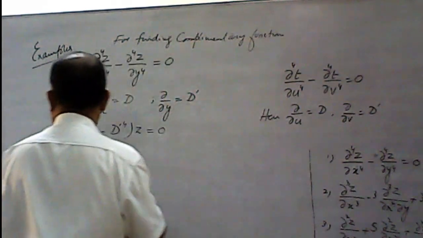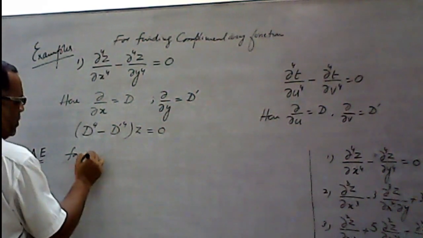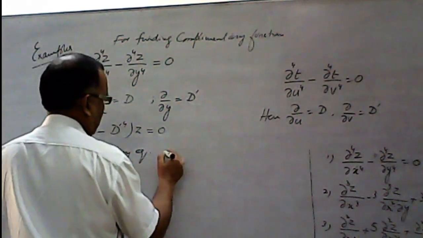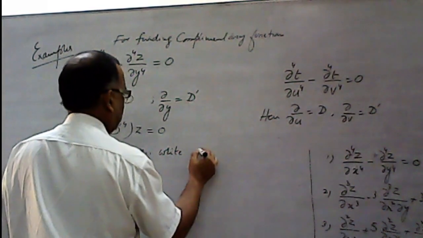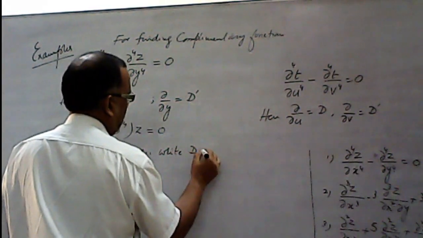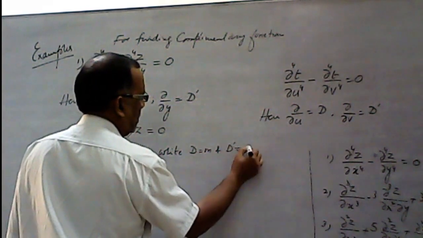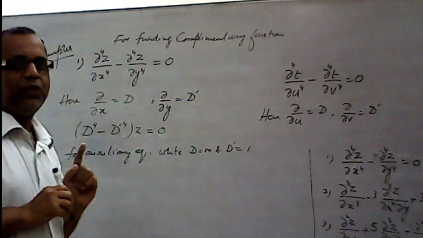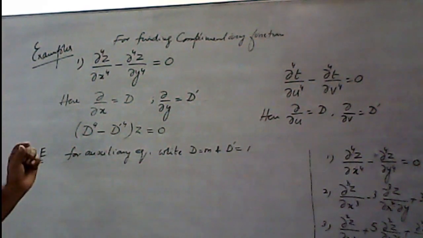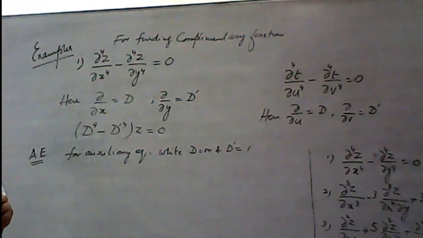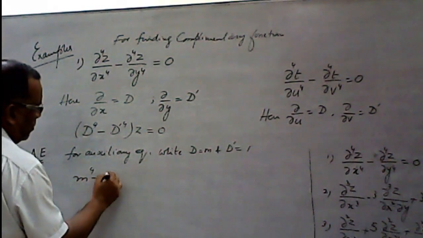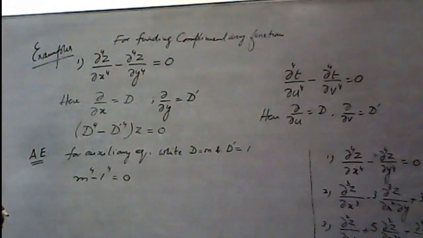So for the auxiliary equation, write D equal to m and D dash equal to 1. You always substitute small m in place of D and 1 in place of D dash for making the auxiliary equation. So now the auxiliary equation is m power 4 minus 1 power 4 equal to 0.